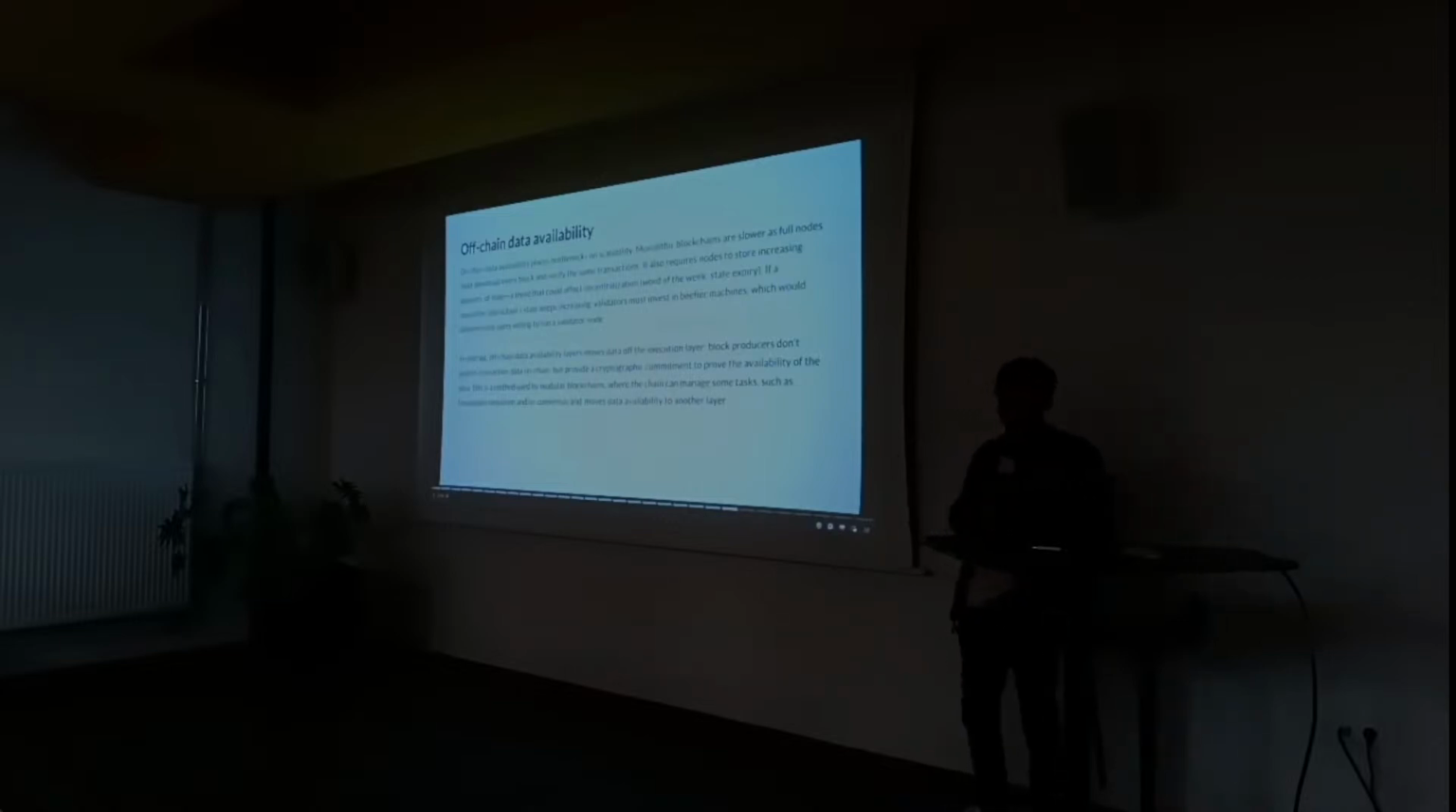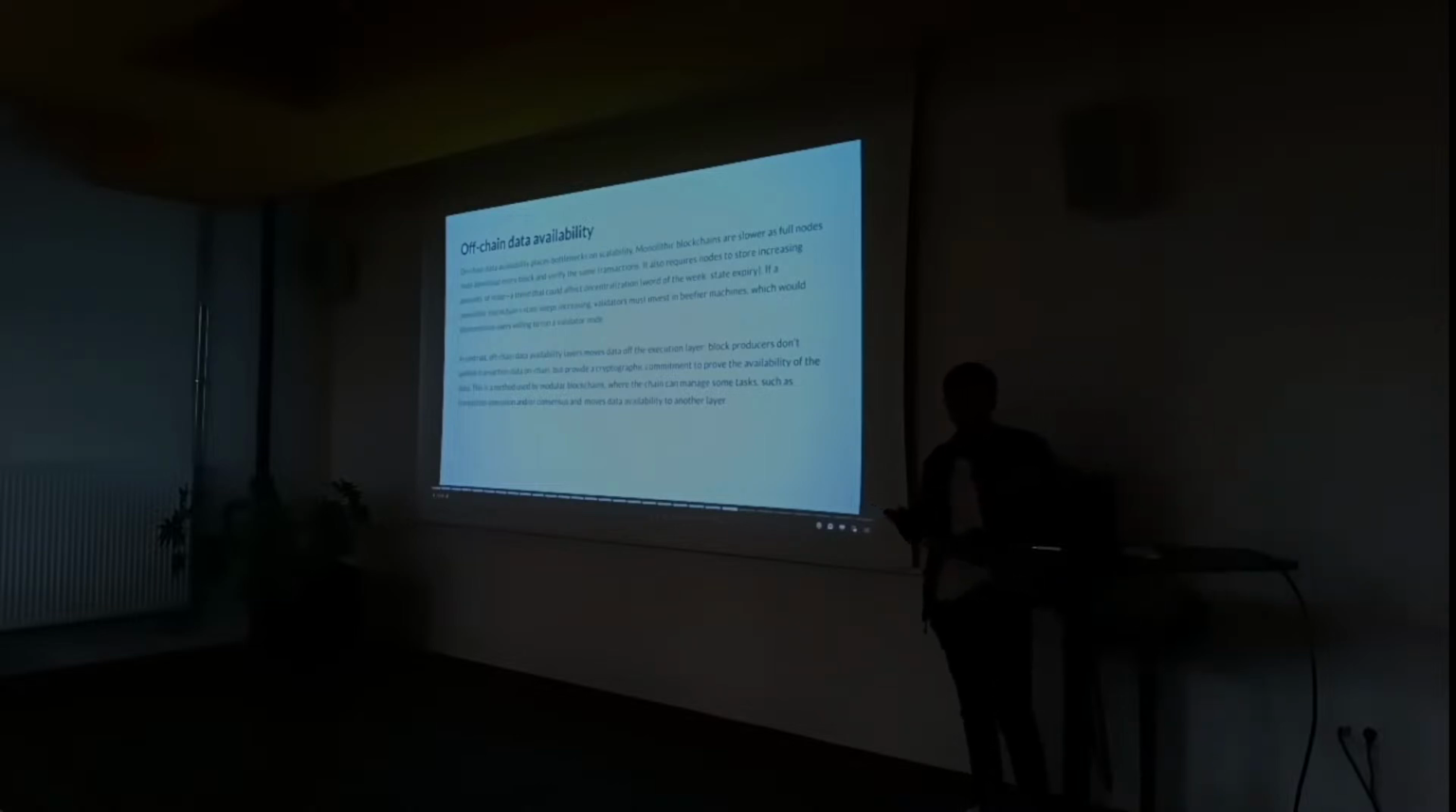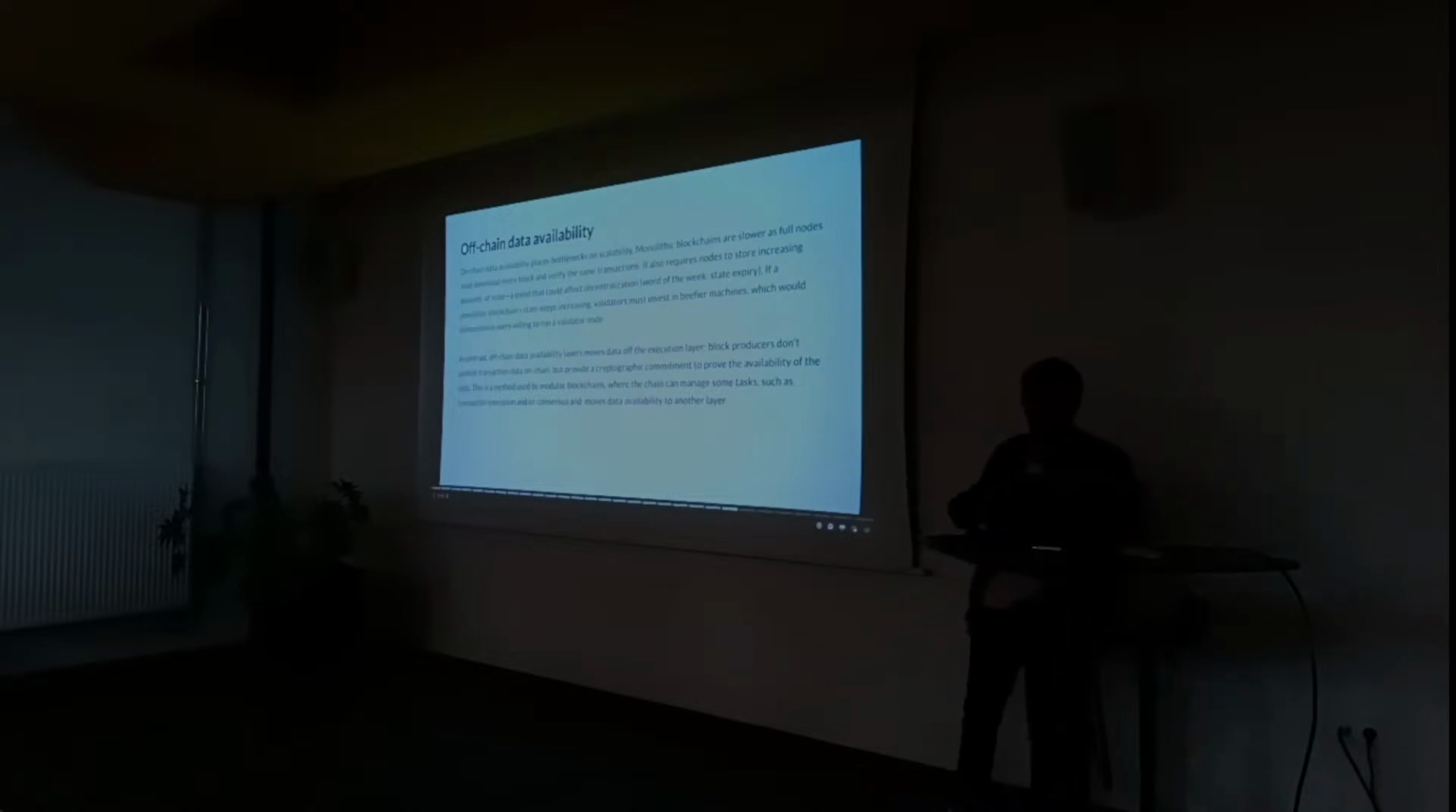So we already know that on-chain data availability places bottlenecks on scalability, since we need the entire transaction data to be on the chain, which means that they are slower because they must re-download and verify the same transactions again and again, and requires nodes to store increasing amounts of state, which would affect decentralization, because you would need beefier machines. It would get more expensive to run validator nodes, and it would disincentivize people from running their own validator nodes.